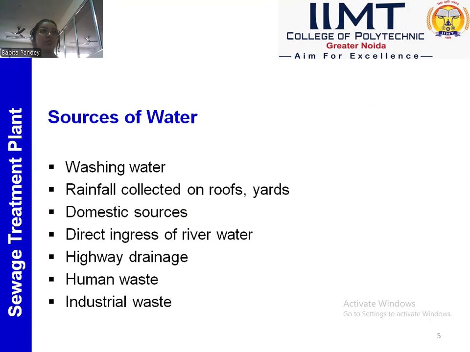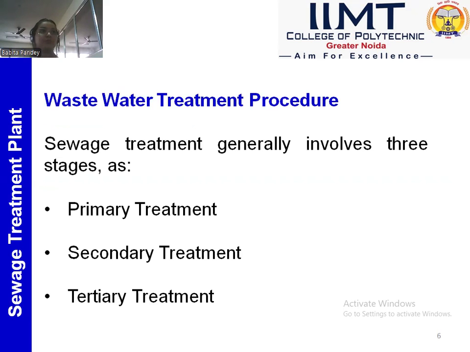So that is a source of water which is harmful for health. Then domestic sources, direct ingress of river water, highway drainage, human waste, and industrial waste. These are all the sources of water which we term as sewage, and we need to dispose of it because it is harmful for human health as well as agriculture.